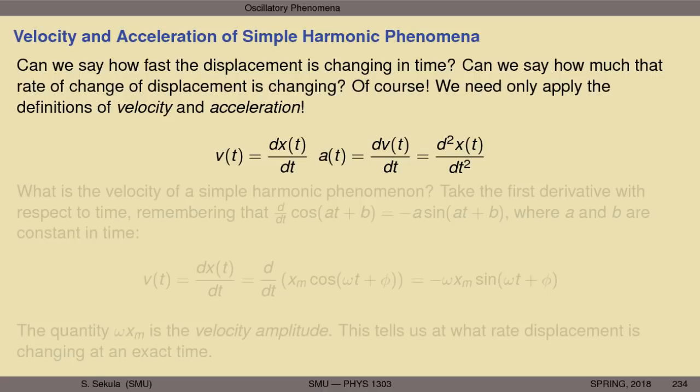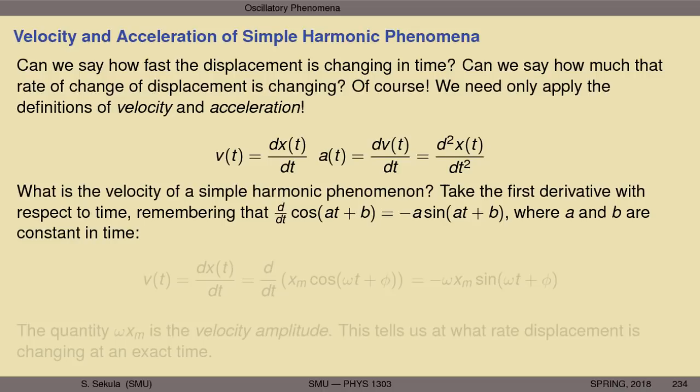So for instance, velocity is the first derivative with respect to time of displacement. Acceleration is the first derivative with respect to time of velocity, which in turn means it's the second derivative with respect to time of displacement. So let's start with velocity. What's the velocity of the displacement of a simple harmonic phenomenon? All we have to do is take the first derivative with respect to time of the cosine function that represents the time behavior of our oscillatory phenomenon.